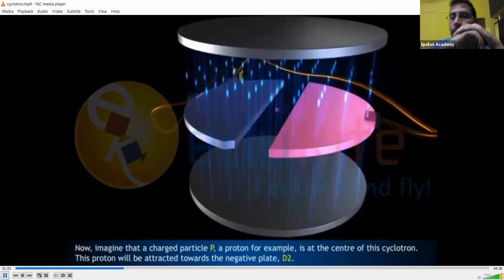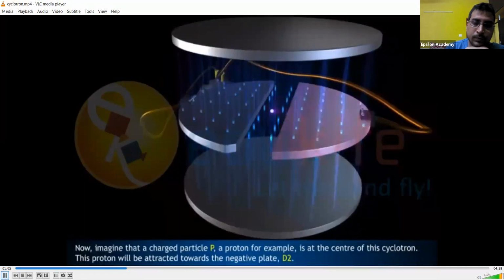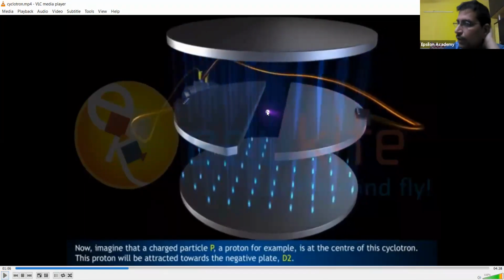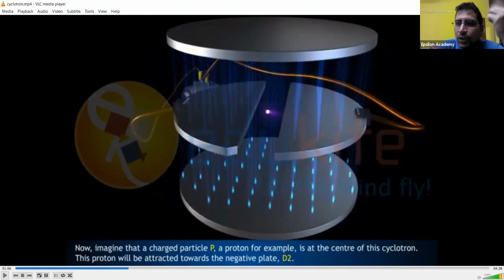Now imagine a charged particle, a proton, for example. You're able to see a charged particle here, right? If the charged particle is kept here, we need to think what exactly will happen. First question: is the charged particle going to fall down because of gravity? The answer is no, because the gravitational force is very weak compared to these two forces.